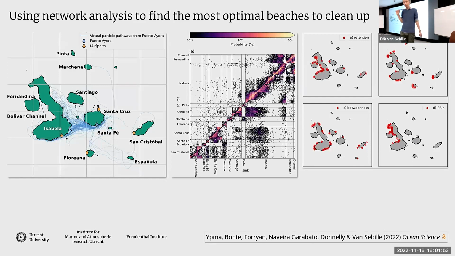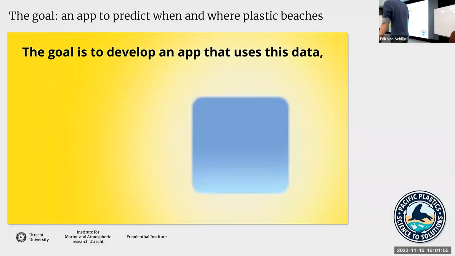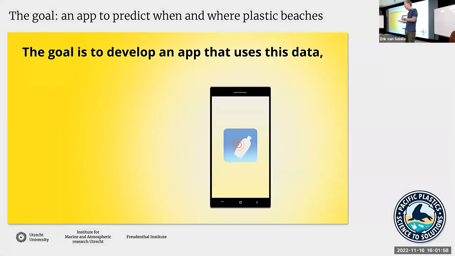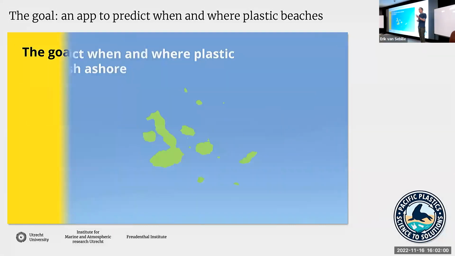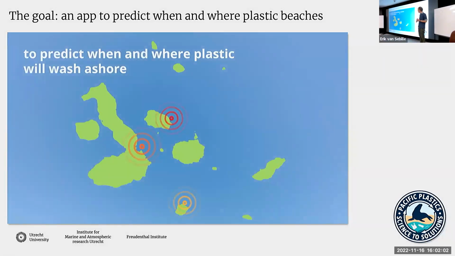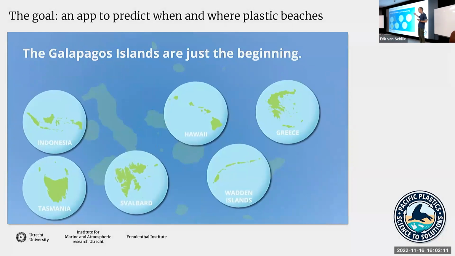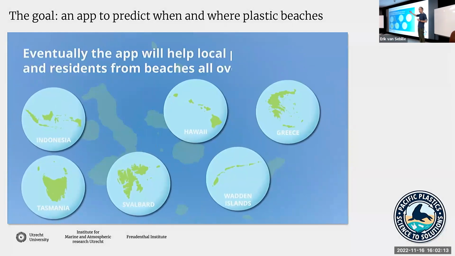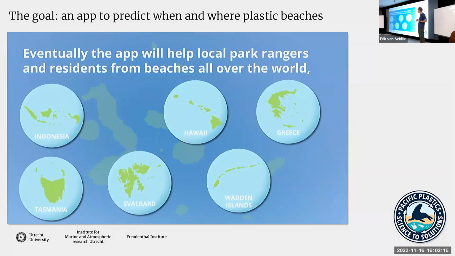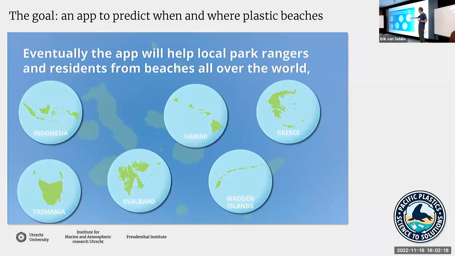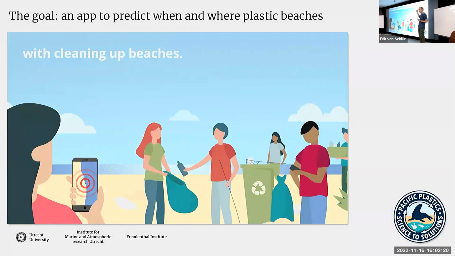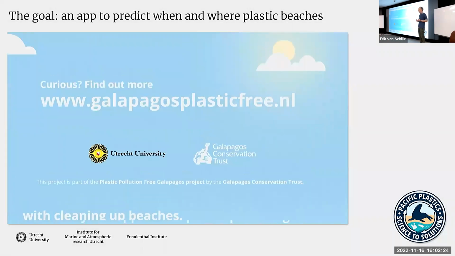Because we want to take this further, right? This is just the beginning. We want to really develop an app for the park rangers that uses all of this and the data to predict where, as I said, the plastic will wash ashore. And then we want to do this for the Galapagos, but also for other archipelagos. It would be great if you can export this to other systems in Indonesia and in Svalbard, as I said, in Greece, and then clean up the beaches and help people predict when and where it is most effective to go to the beach.